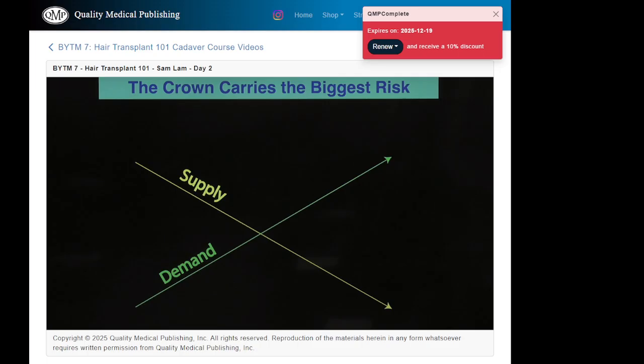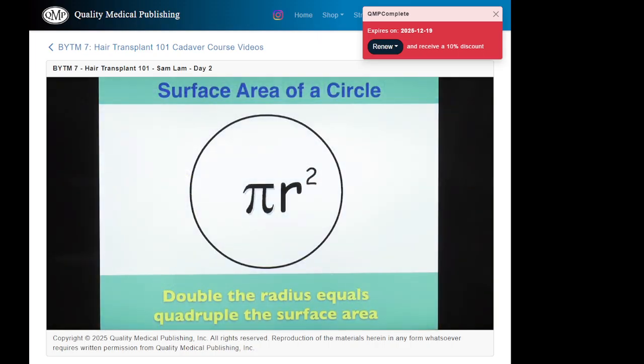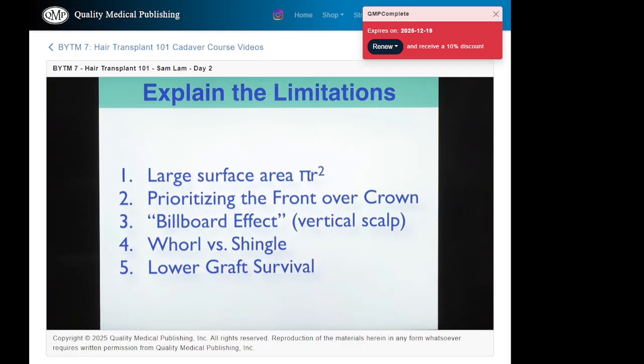I look at supply and demand. I make a judgment right then and there. Can they do surgery? Can they not? Should they do surgery or not? Can I do surgery? It's the first thing I look at, and it guides my whole consultation. Pi r squared. All right, this is a geometry lesson that you need to know. Double the radius, quadruple the burden. 3 times the radius, 9 times the problem, okay? So this is critical. These are the problems with the crown.